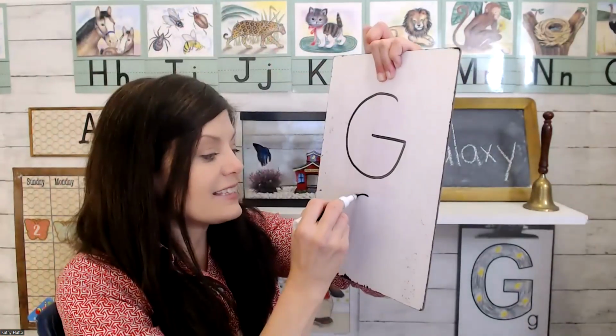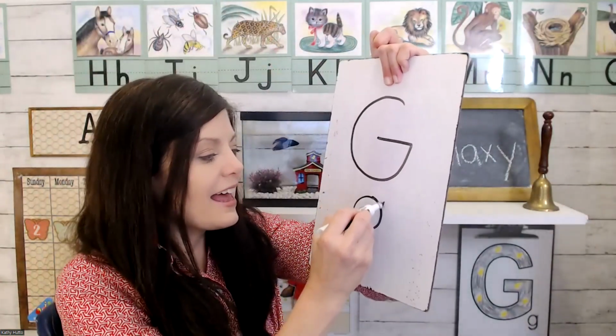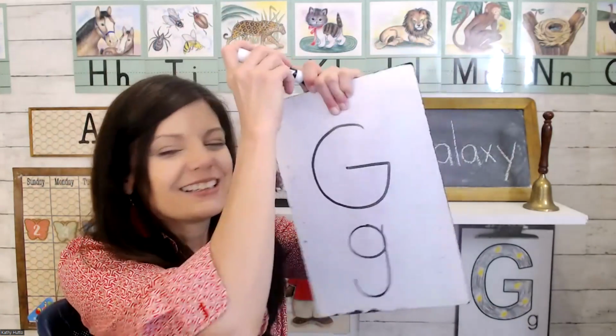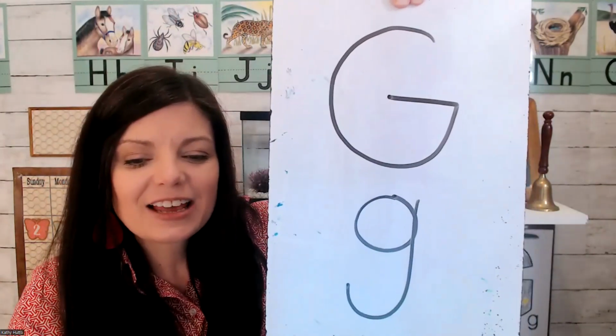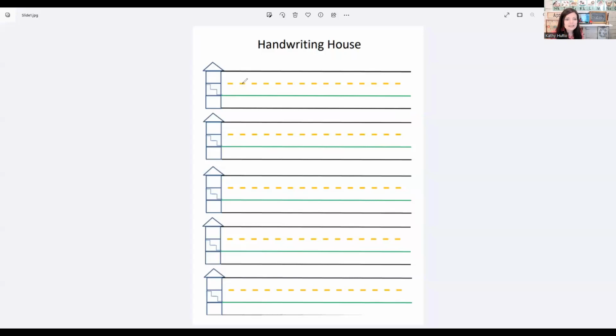Okay, let's practice the little letter G. Little G looks like this: a ball and a kitty cat's tail. Let's practice. Put the ball downstairs and the kitty cat's tail all the way down into the basement. A ball and a kitty cat's tail. One more. This is the little lowercase letter G.